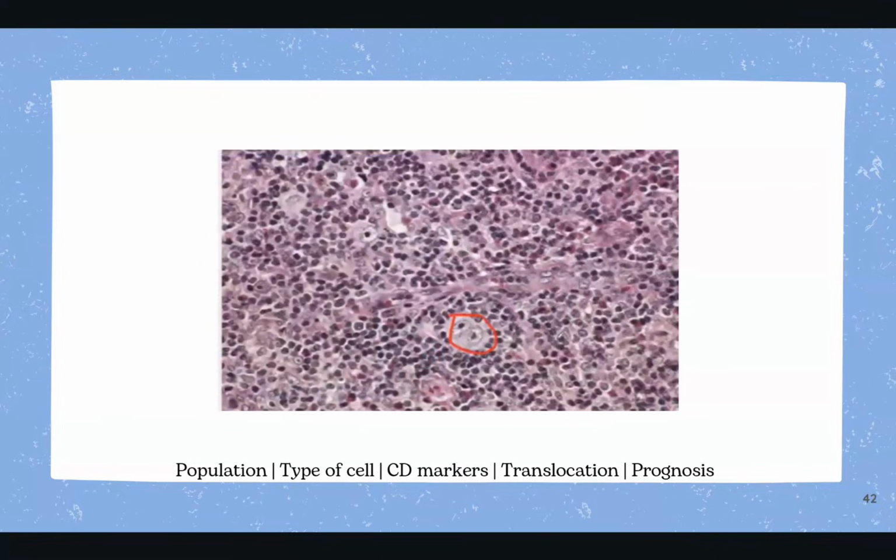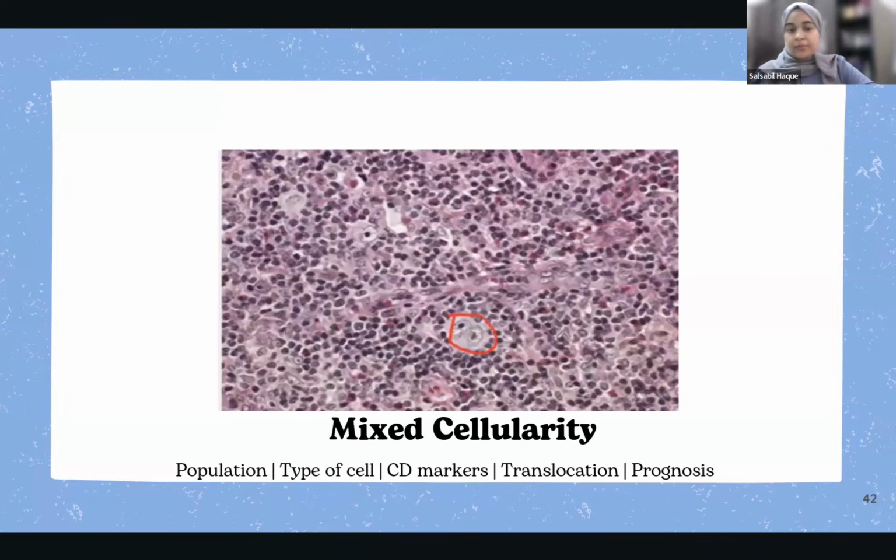Mixed. Perfect. So here you can see there are so many different kinds of cells. Some cells are basophilic, some are eosinophilic. You can see a Reed-Sternberg cell as well. So this is mixed cellularity. Mixed cellularity happens at an older age, predominantly in males, and it has a strong association with EBV infection.